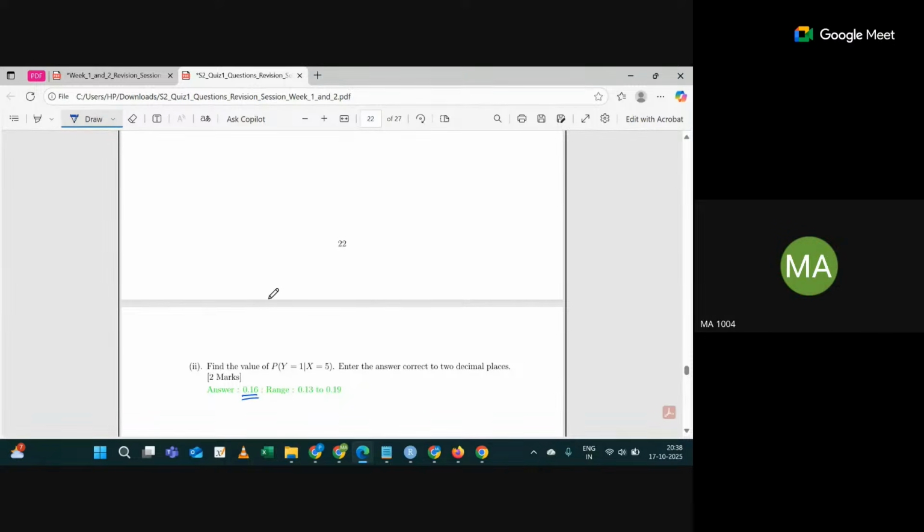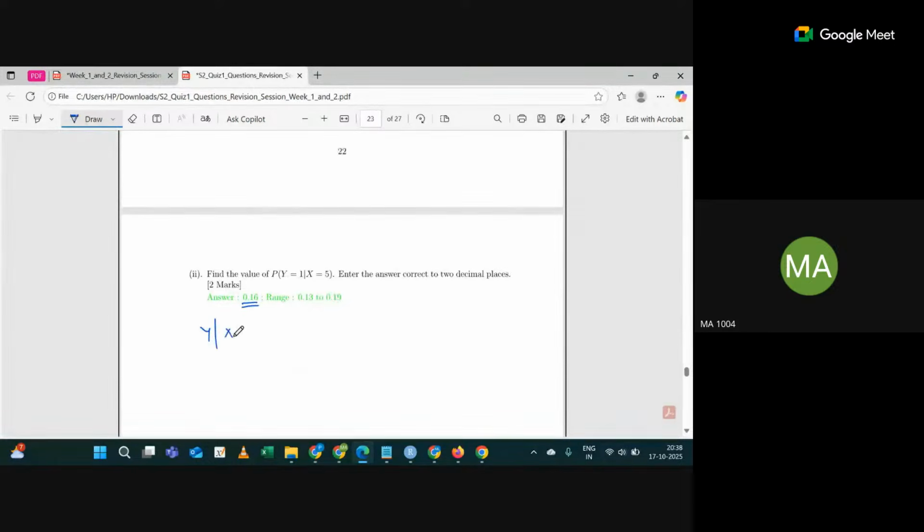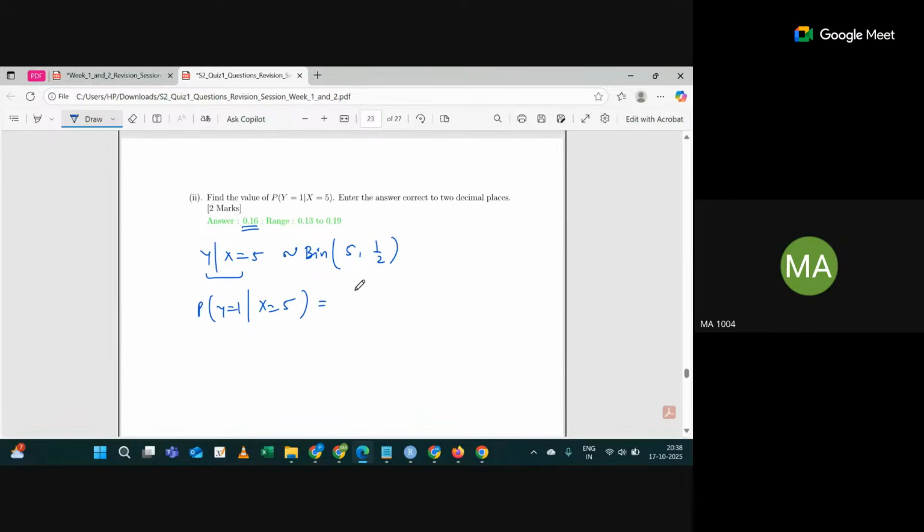So we know Y given X equal to 5 is binomial with parameters 5 and half, correct? It is asking what is the probability that Y equal to 1 given that X equal to 5. So the whole random variable is binomial. So what will be your approach? Now what should I write?